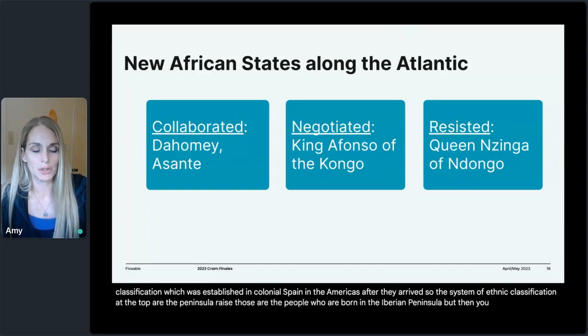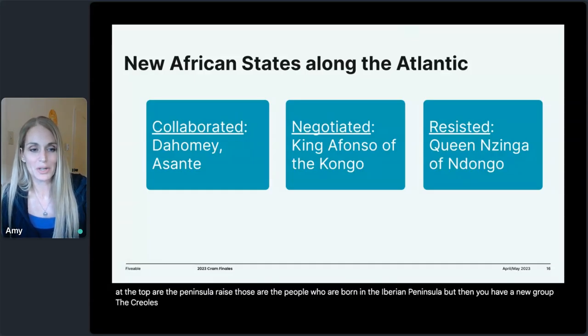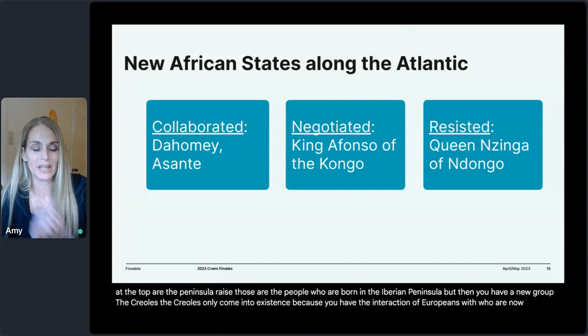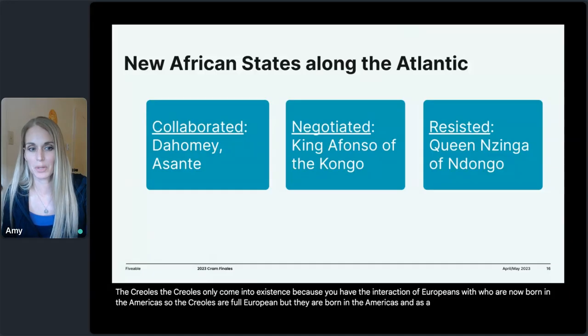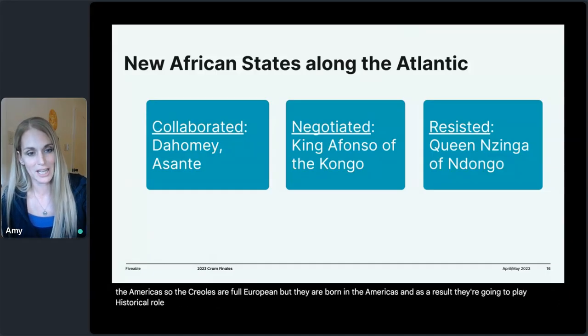But then you have a new group, the Creoles. The Creoles only come into existence because you have the interaction of Europeans who are now born in the Americas. So the Creoles are fully European, but they are born in the Americas. And as a result, they're going to play a very important part, an important historical role in Latin America.